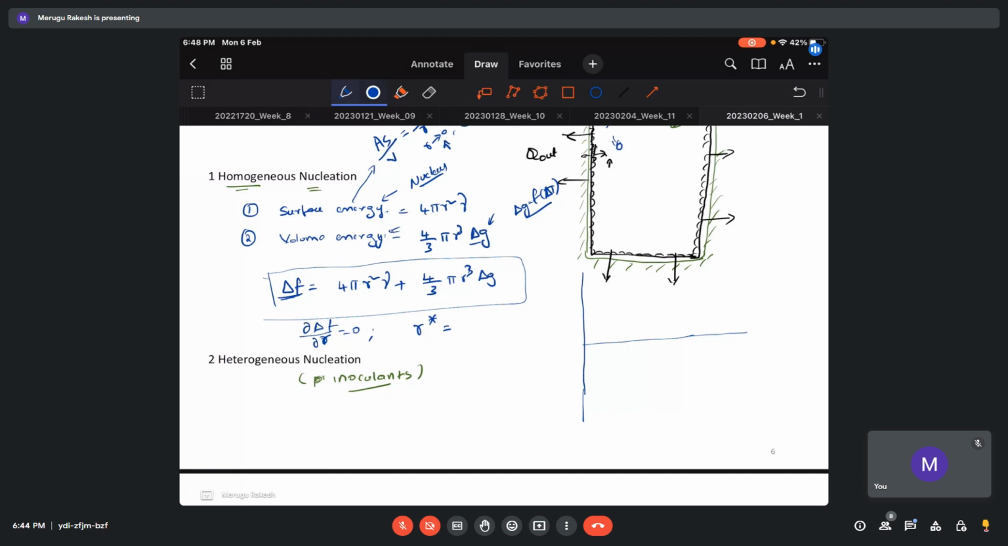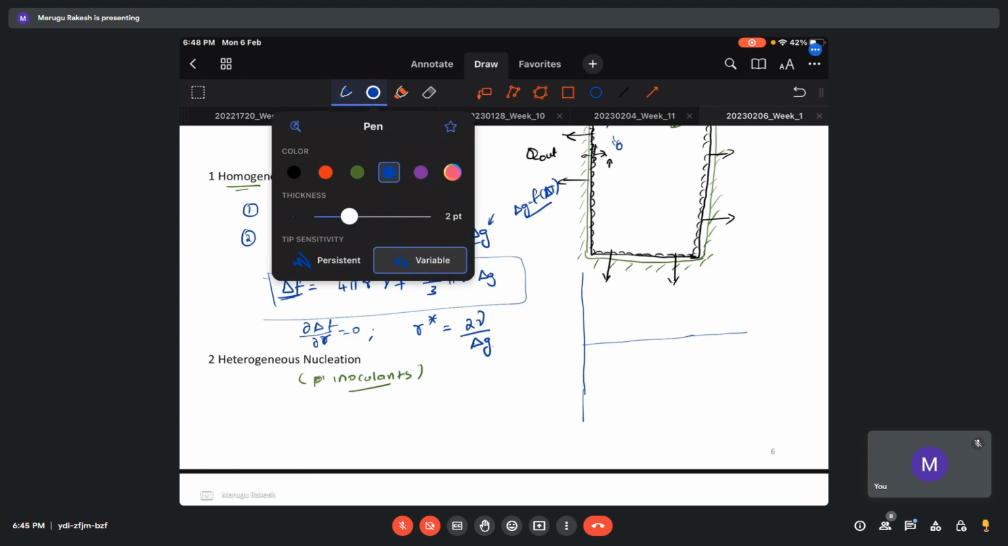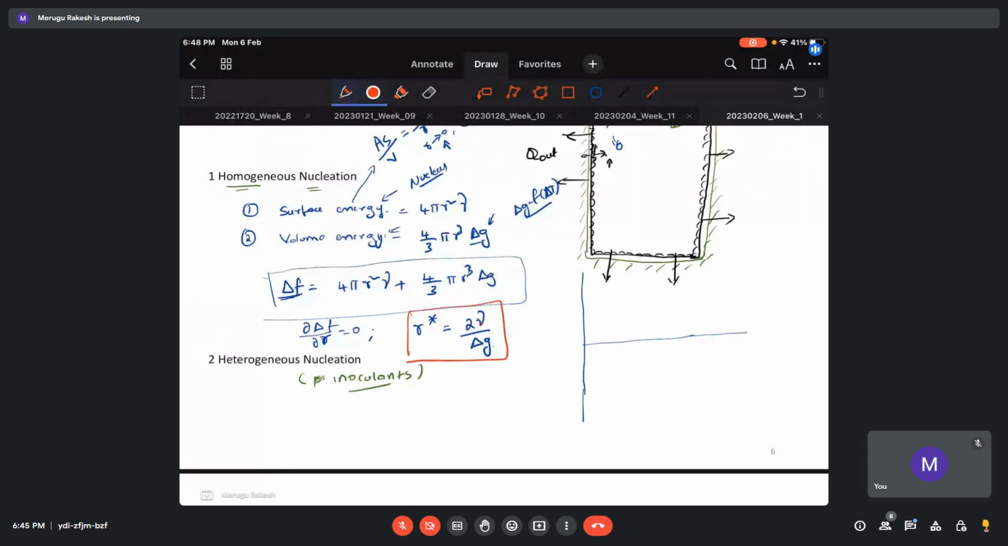Does anyone remember what this R star is? No. Okay. So this R star value is 2 gamma divided by delta Z. Actually, if you do this derivation, you will get minus 2 gamma divided by delta Z. But since delta Z is always negative, I am writing it positive so that you can keep delta Z positive inside. Generally the values will be negative, but you can keep it positive so that our formula will be correct, because r is a radius, so it should be a positive quantity.